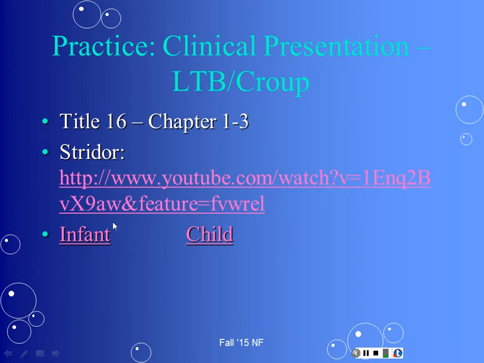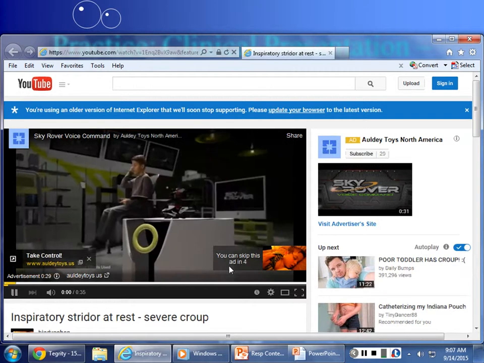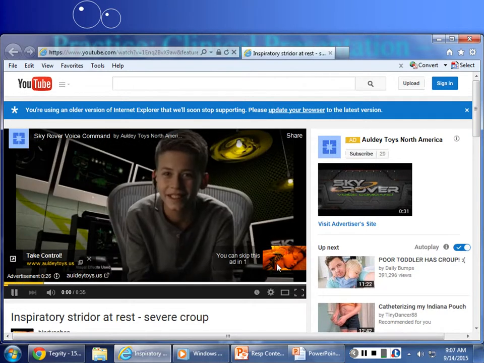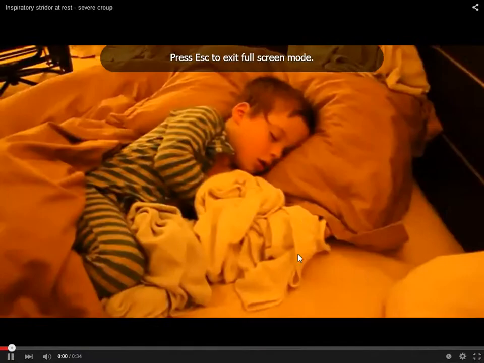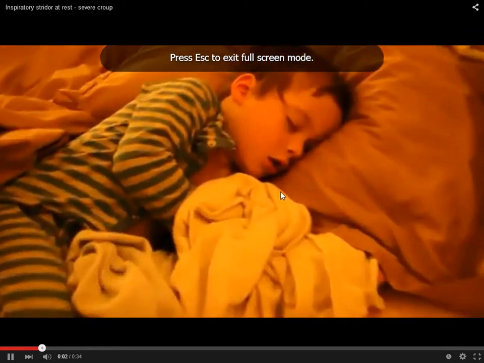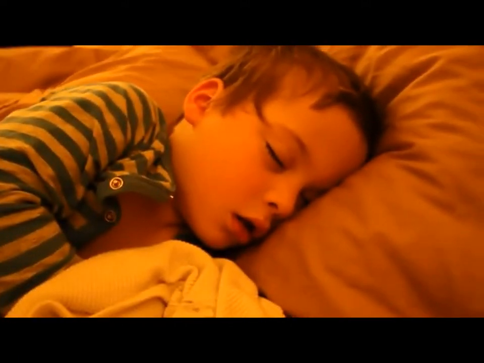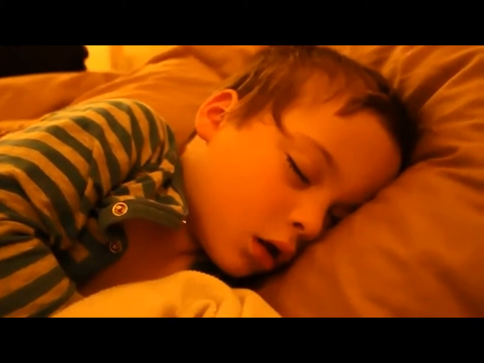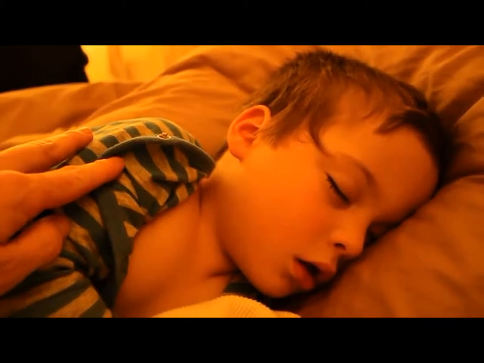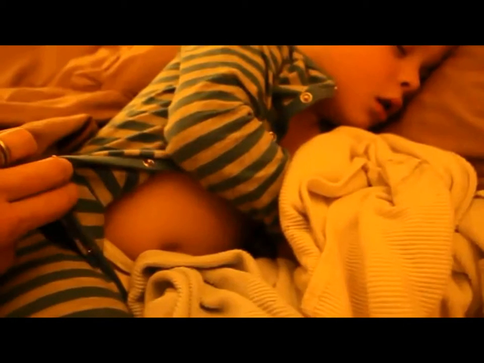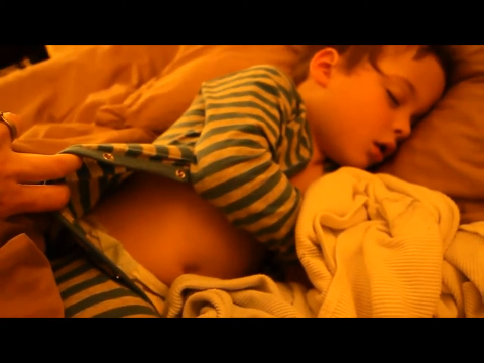I'll show you all these first. Is everybody awake now? So you see the open mouth, kind of leaned forward. You're seeing retractions up here. That's supraclavicular. Seeing abdominal breathing.